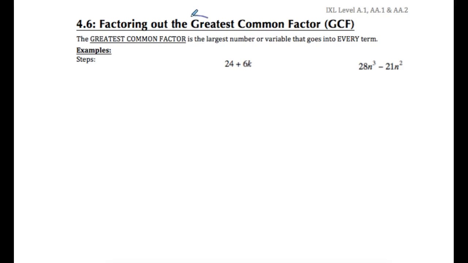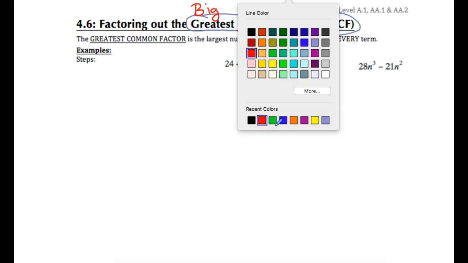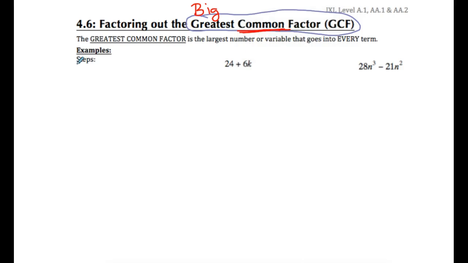I'm hoping that this is not a brand new word, but let's just unpack it in case it is. Another way to say the idea of greatest is big. So we want the biggest number to have in common. So these should be the biggest number that goes into everything. Okay? So that's important. It has to go into everything.